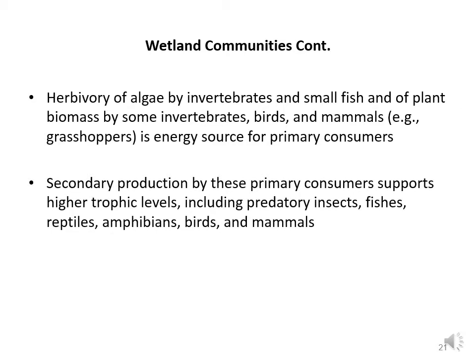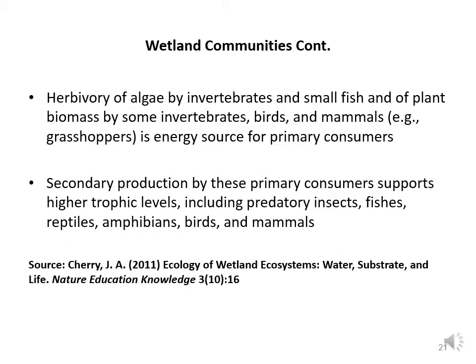And then the secondary production by these primary consumers supports higher trophic levels, including the predatory insects. The predators are the meat eaters, which we also call the carnivores, or even animals like our cow, which feeds on grains. Again, it's a predator. Once you're feeding on another organism, you are a predator. Insects, fish, reptiles, amphibians, and birds and mammals.